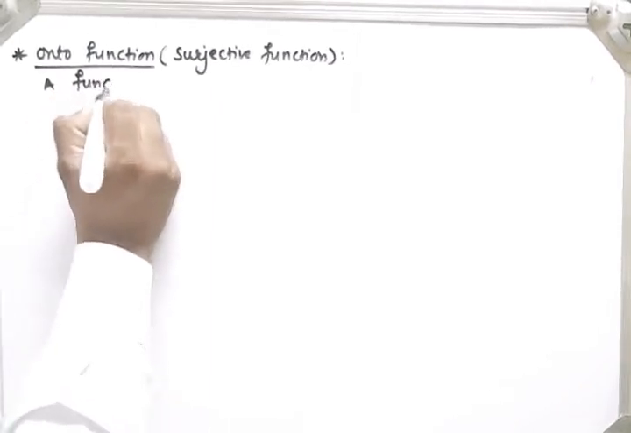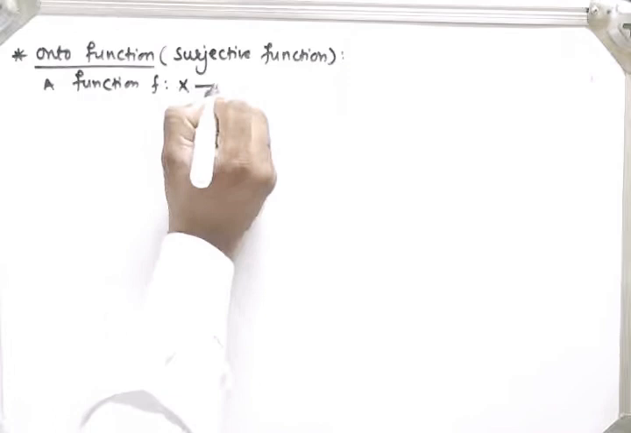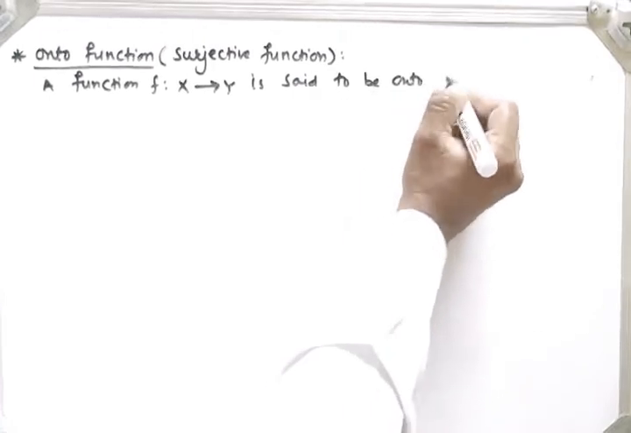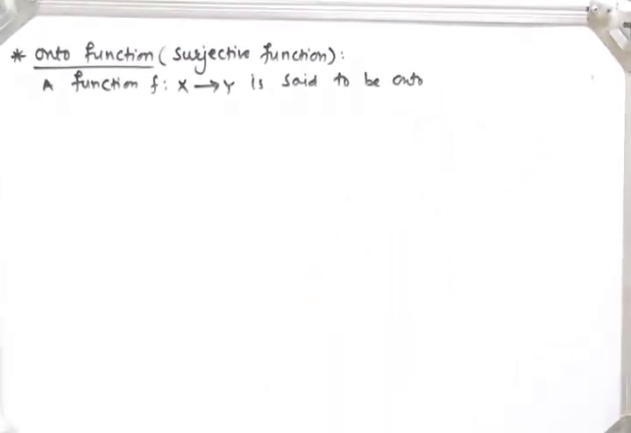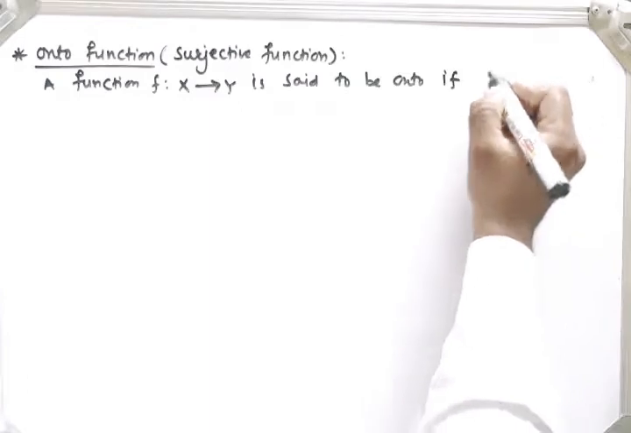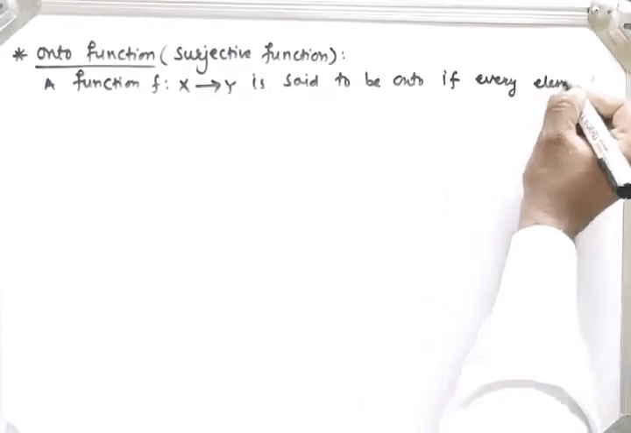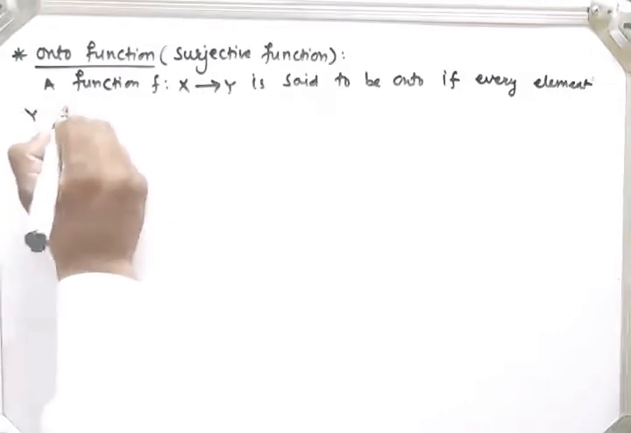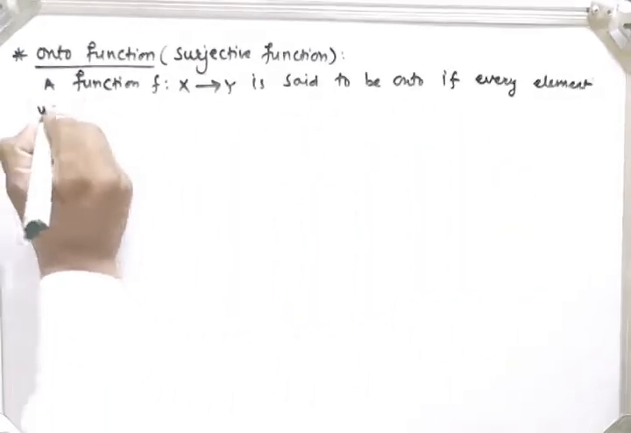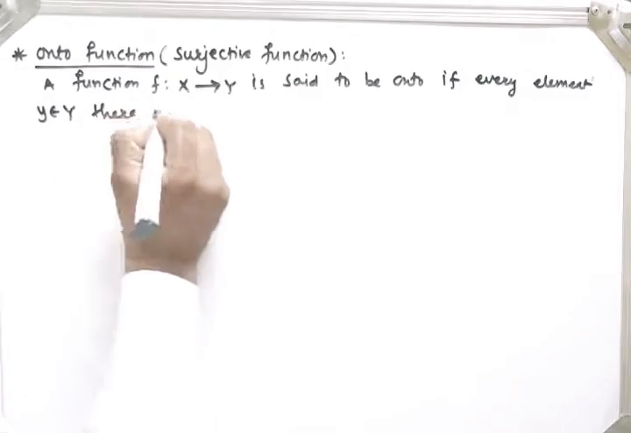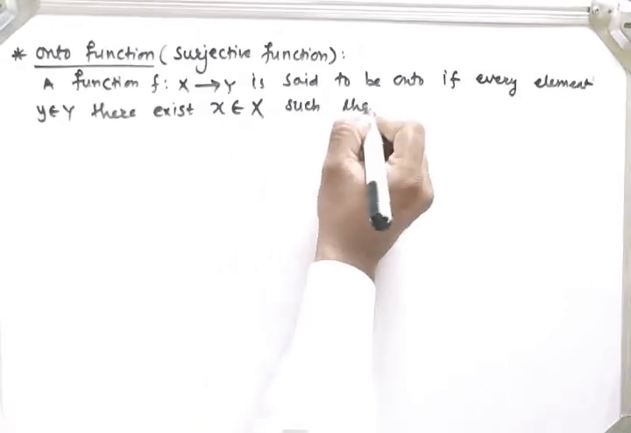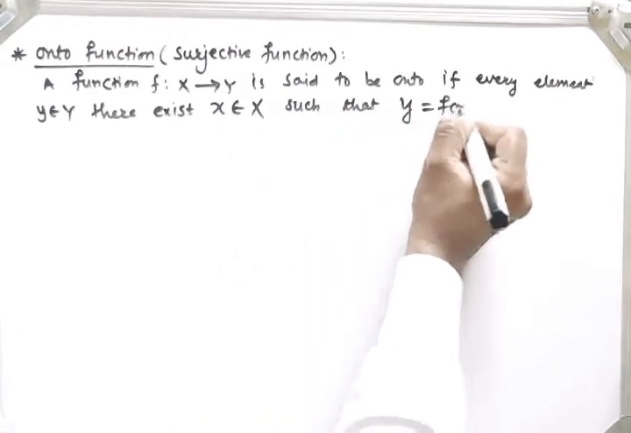A function f from X to Y is said to be an onto function if every element y belongs to Y, there always exists x belongs to X, such that y is equal to f of x.